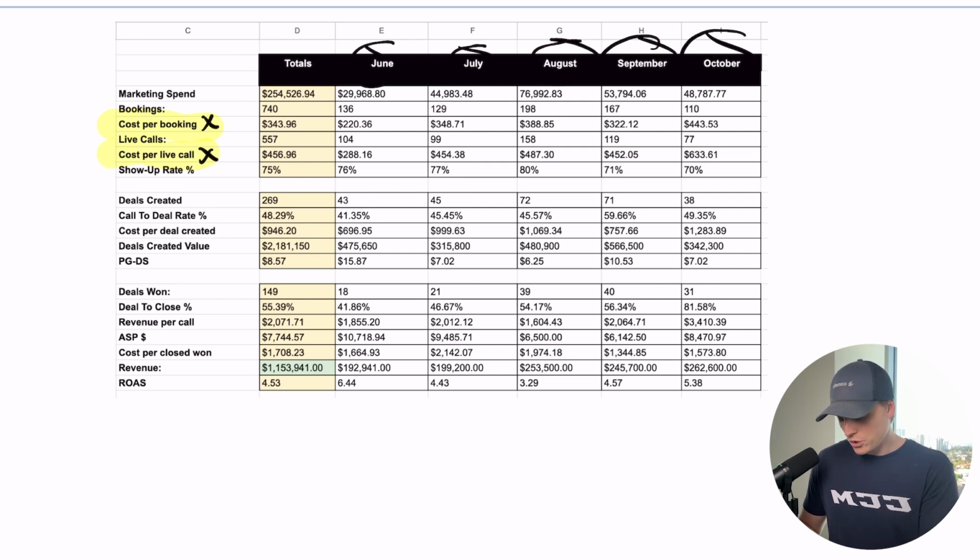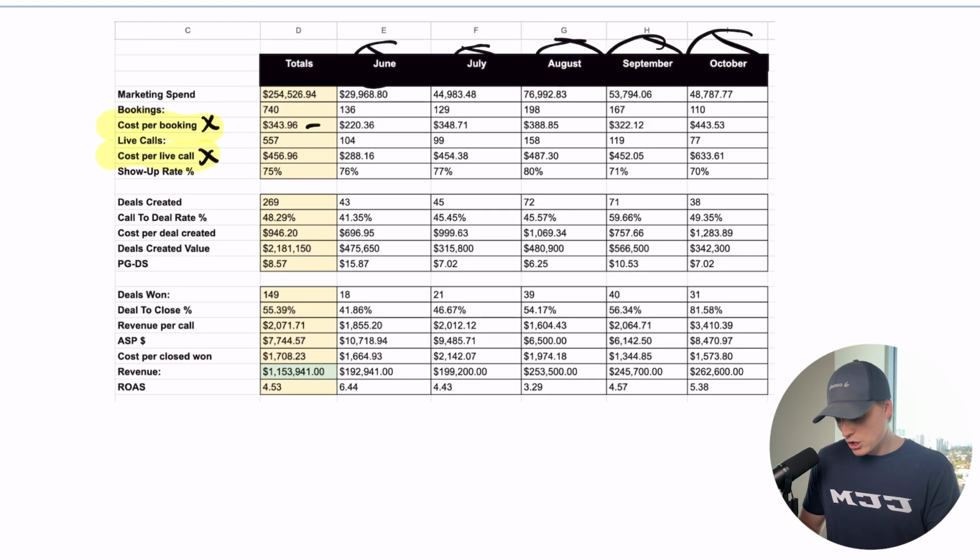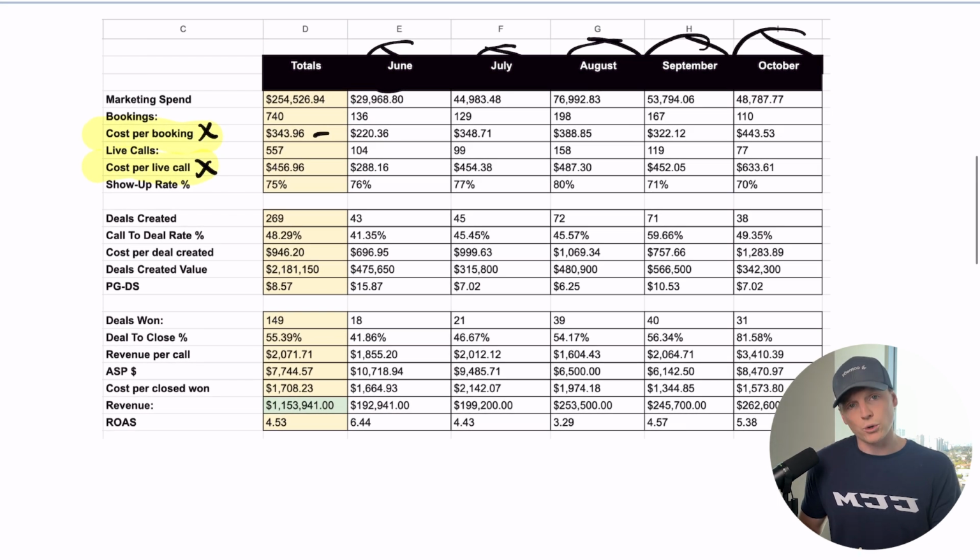Okay, now you can see here the cost per booking, $343, and this total column is all of them combined, of course. This is the average across all the months. So on average, $343 to get somebody to book a call with us. Okay, it seems high, right? You're like, oh my gosh, that's incredibly high. $254,000 in spend. We got 740 bookings. You do the math, $343 to get someone to book.